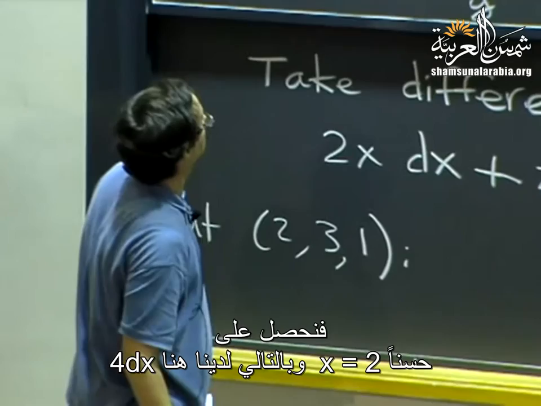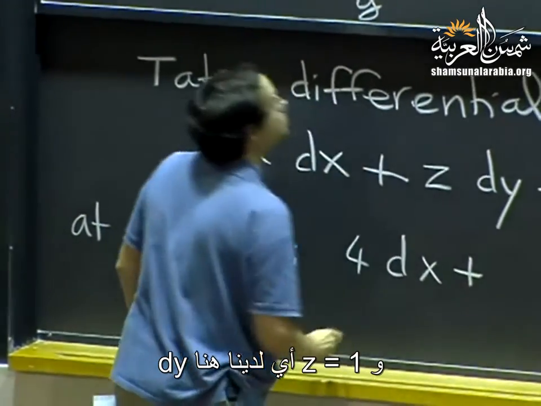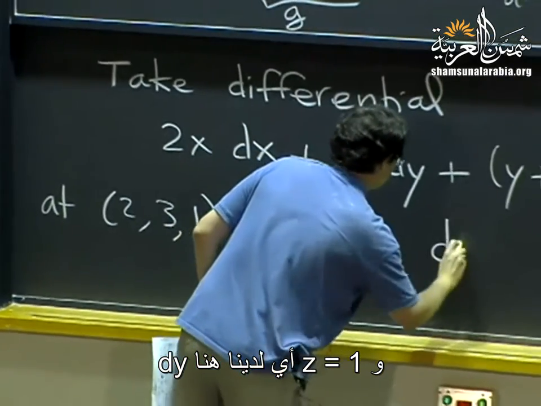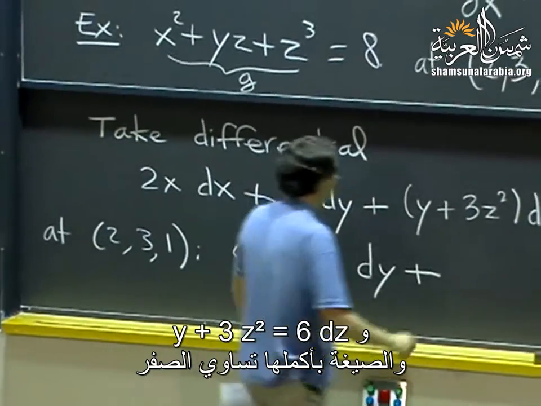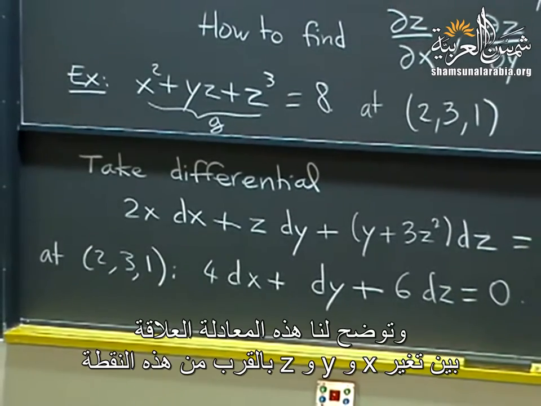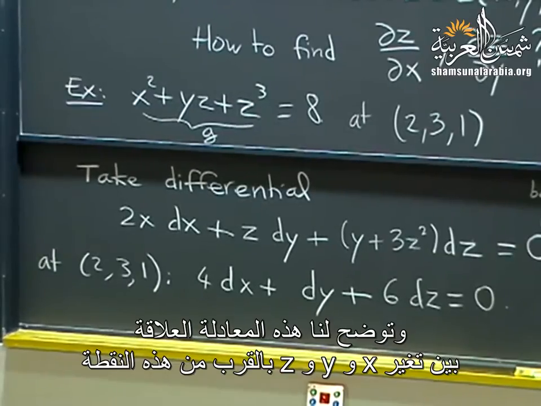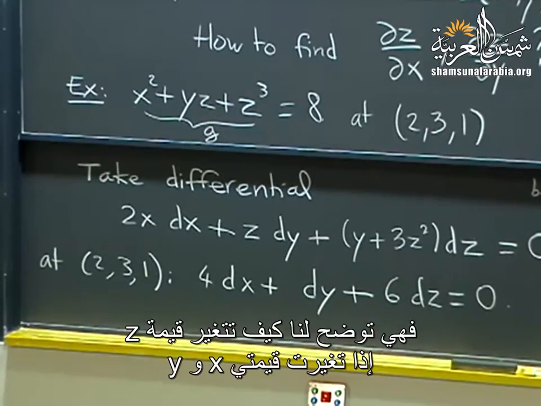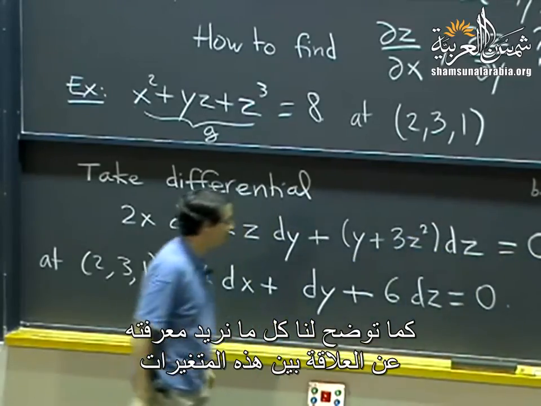That tells us, well, so if x equals 2, that's 4 dx, plus z is 1, so dy, plus y plus 3z squared should be 6 dz equals 0. And now this equation here tells us about a relation between the changes in x, y, and z near that point. It tells us how if you change x and y, how z will change. Or it tells you actually anything you might want to know about the relations between these variables.